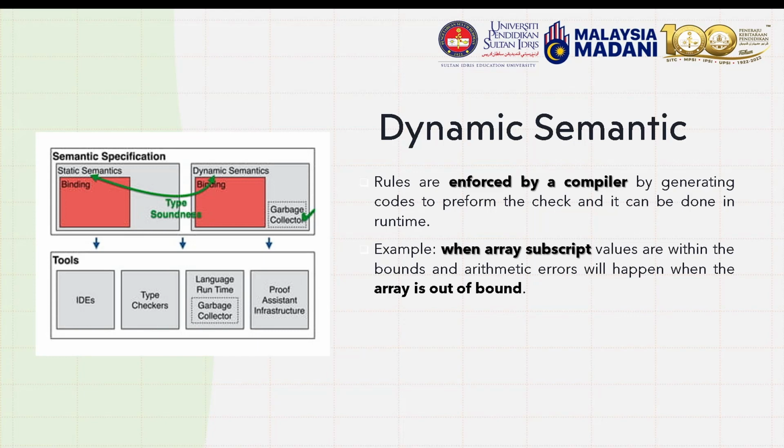Dynamic semantic is enforced by the compiler to perform the check, and it can be done at runtime. The tools that we have here are IDEs, type checkers, language runtime, garbage collector, and proof assistant infrastructure. One is the tool to check the semantic specification, whether it is sound or not.